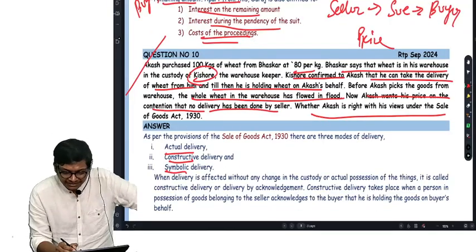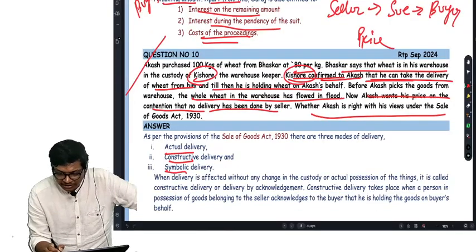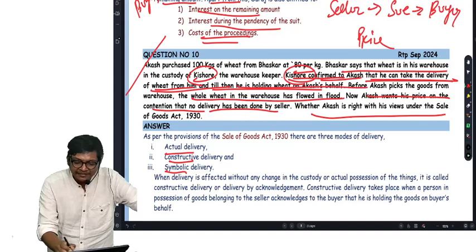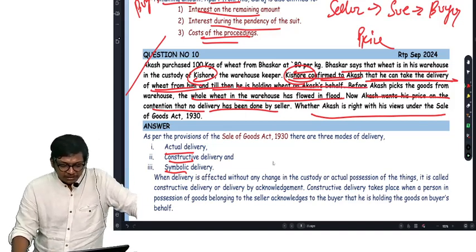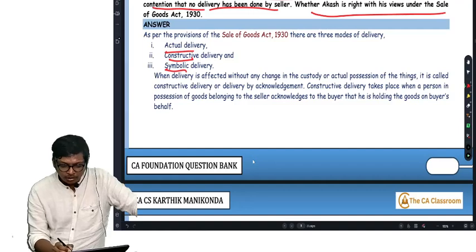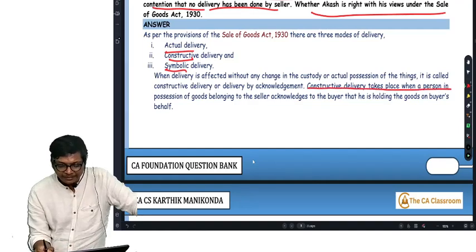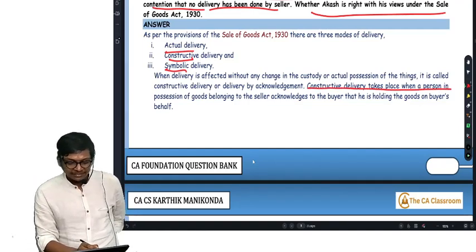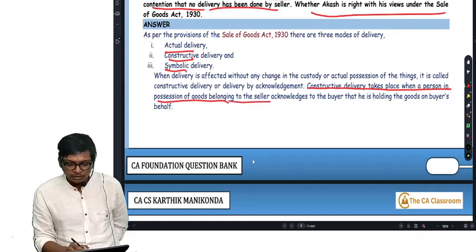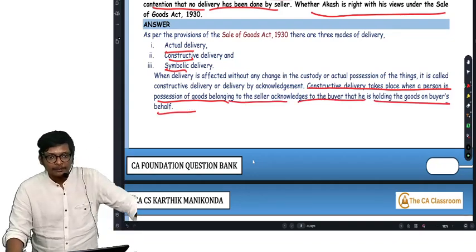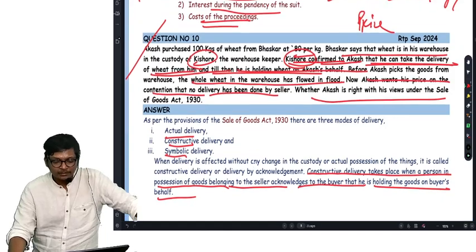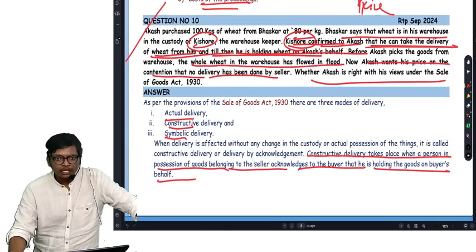Because of the words, Kishore confirmed to Akash that he can take delivery of the wheat and he will hold it on whose behalf? Akash's behalf. Therefore, constructive delivery takes place when a person in possession of goods belonging to the seller acknowledges to the buyer that he is holding the goods on the buyer's behalf. That's question number 10.